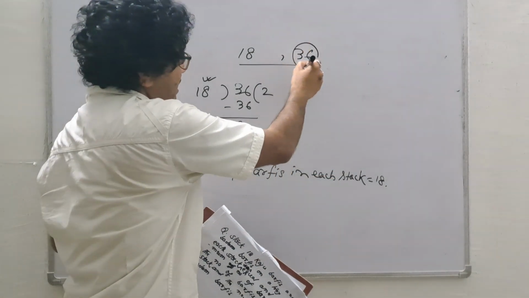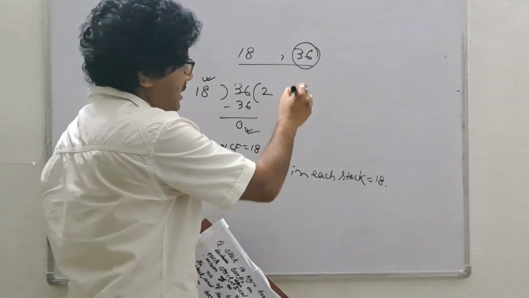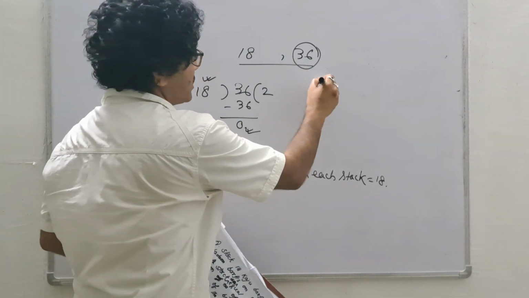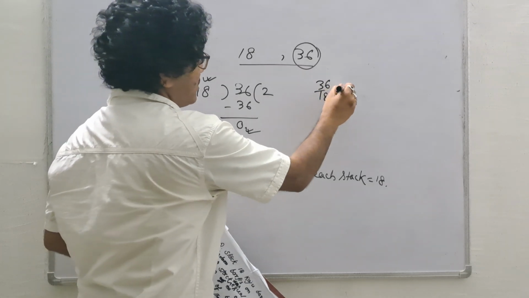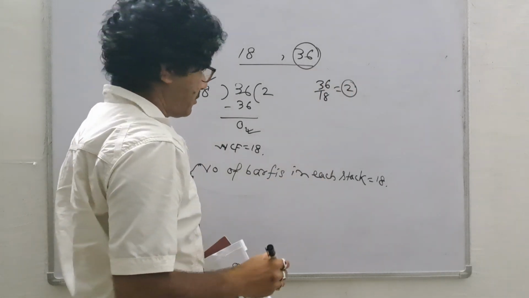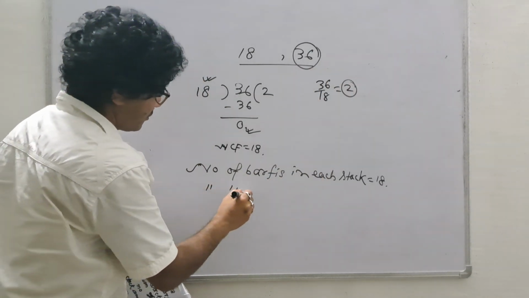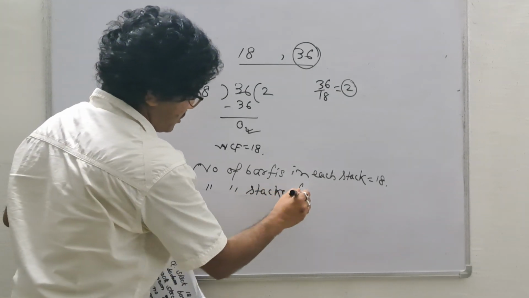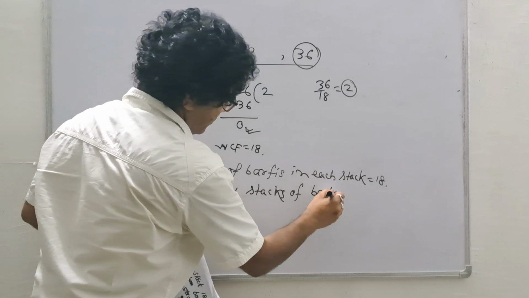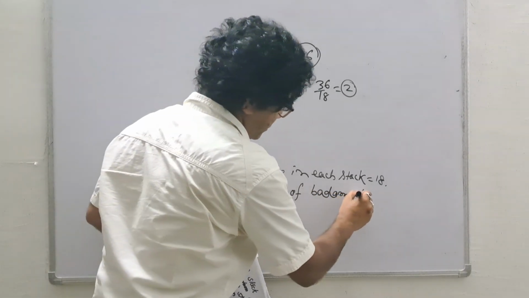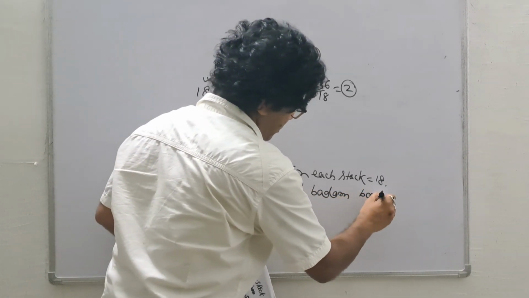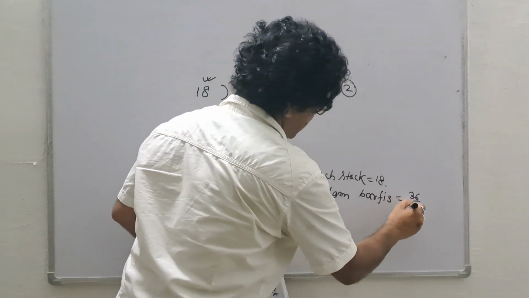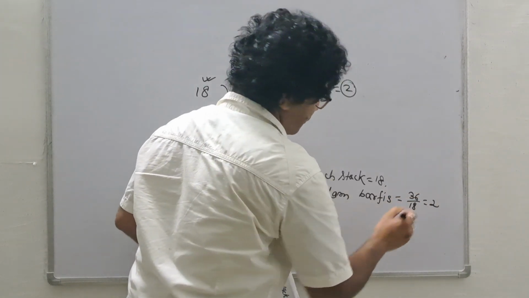How many Badam Borfis are here? 18. In each stack, how many Badam Borfis are present? 18. So 36 should be divided by 18 to get the number of stacks of Badam Borfis. So number of stacks of Badam Borfis is equal to 36 by 18 is equal to.